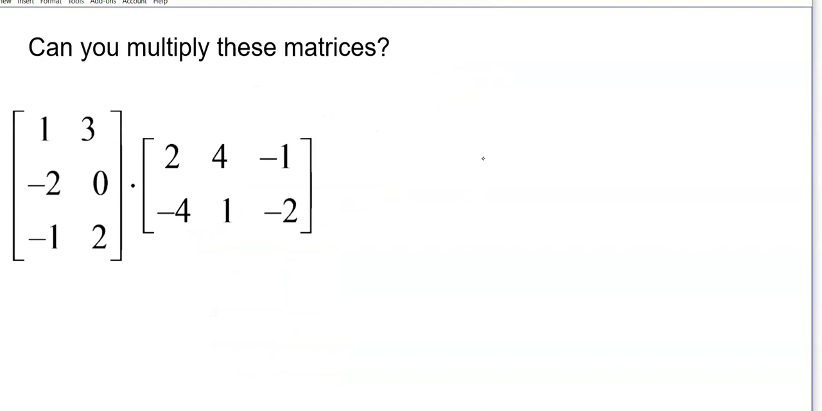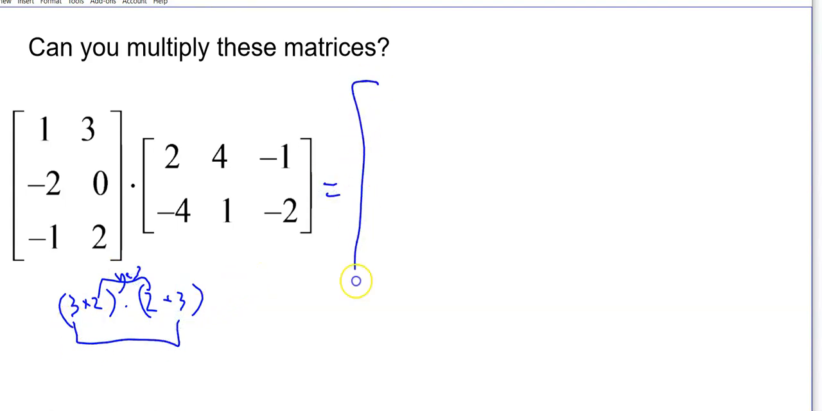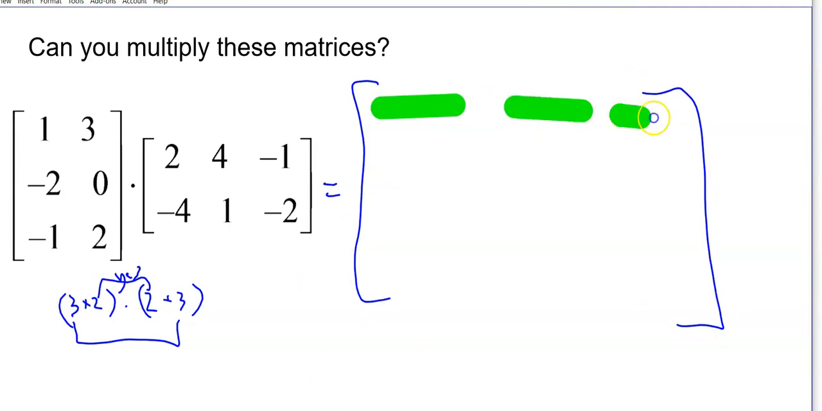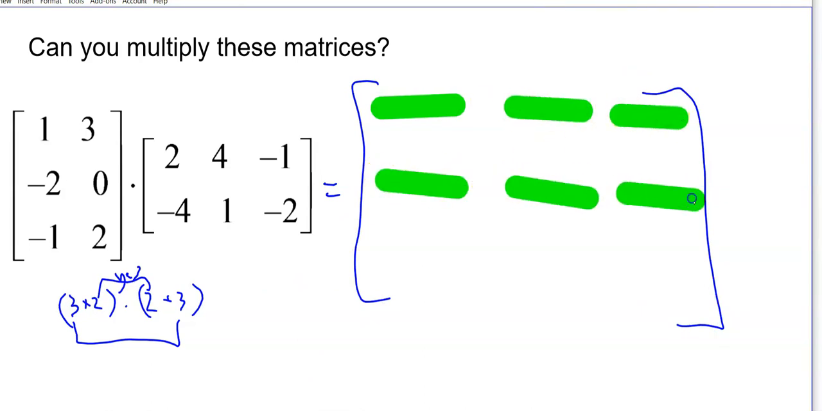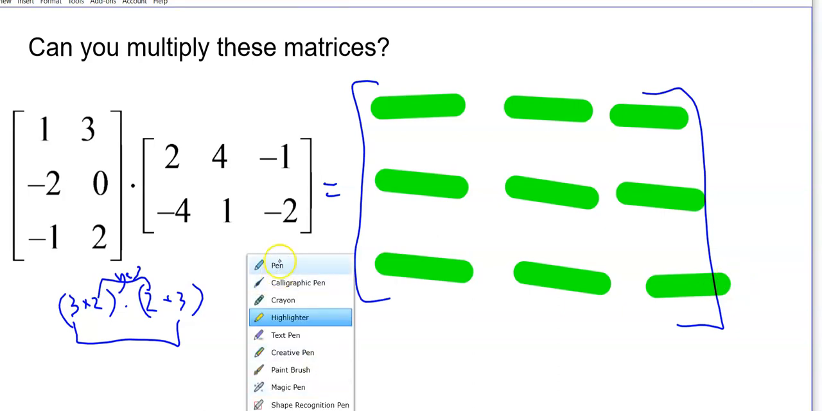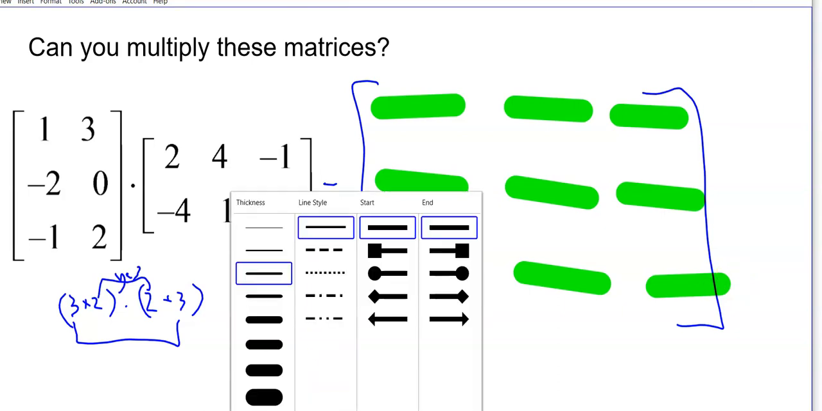Okay, can I multiply these? Well, that's always a good question to ask. This is a 3 by 2 times, I guess this is a 2 by 3. So the inside dimensions match, yes. The outside dimensions are 3 by 3, so I can do it, and the answer is going to be a 3 by 3. So I've got all those cells to fill out here and solve.